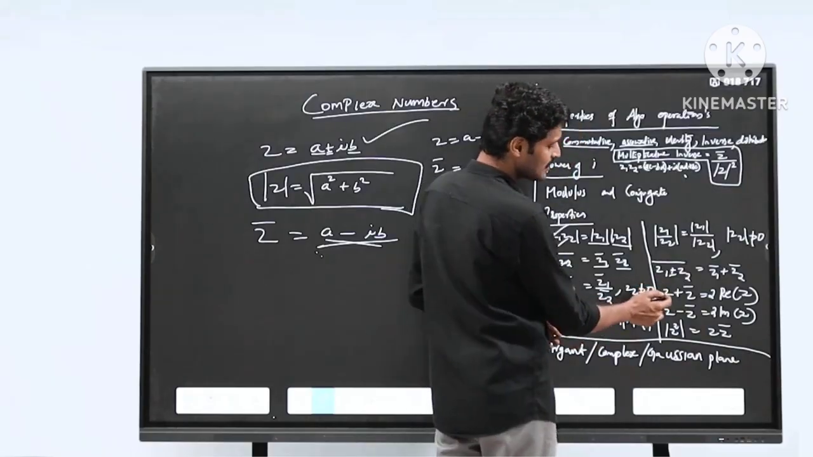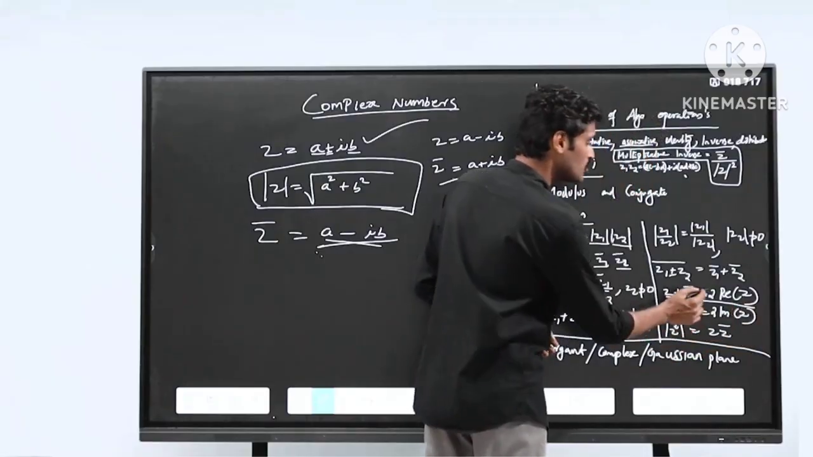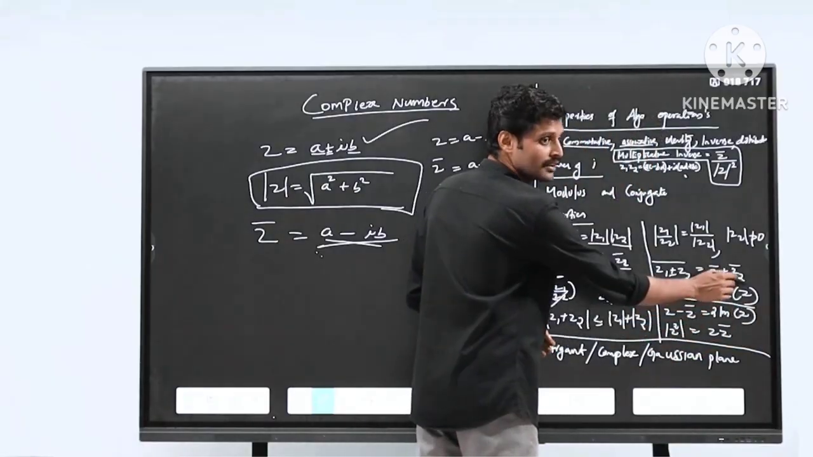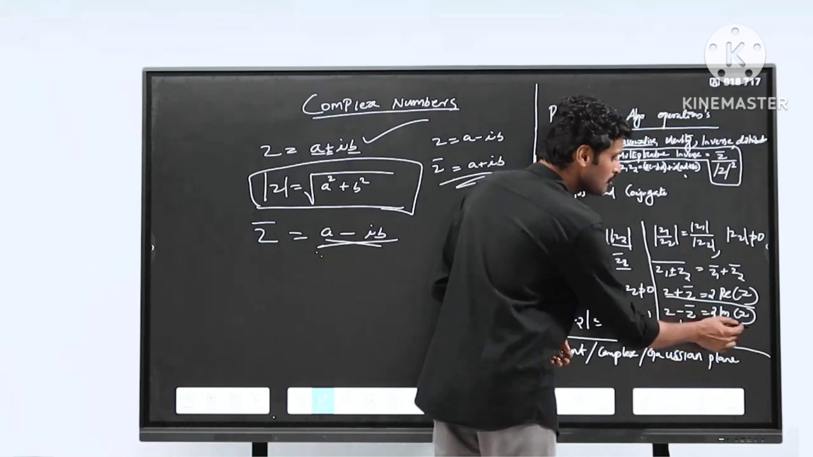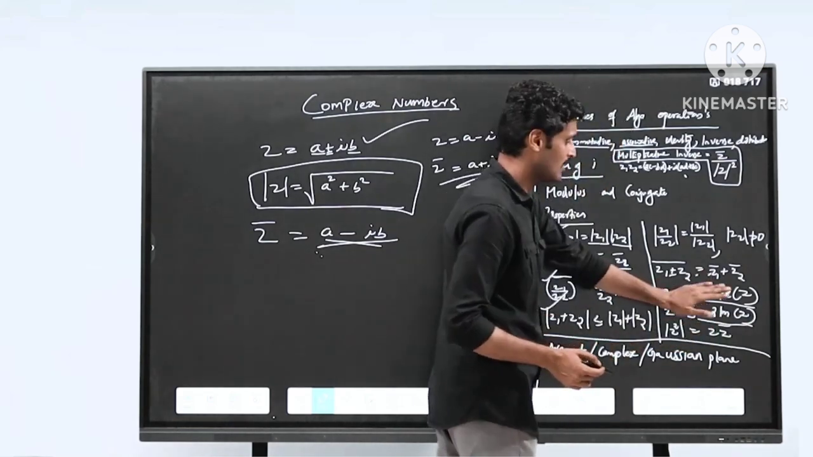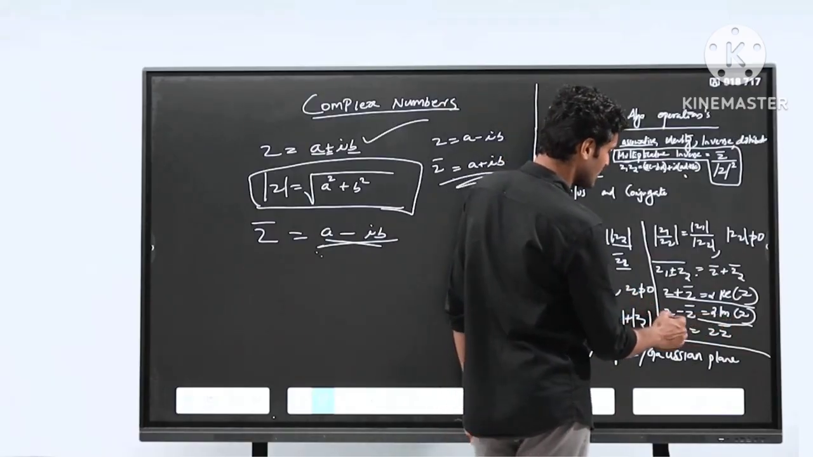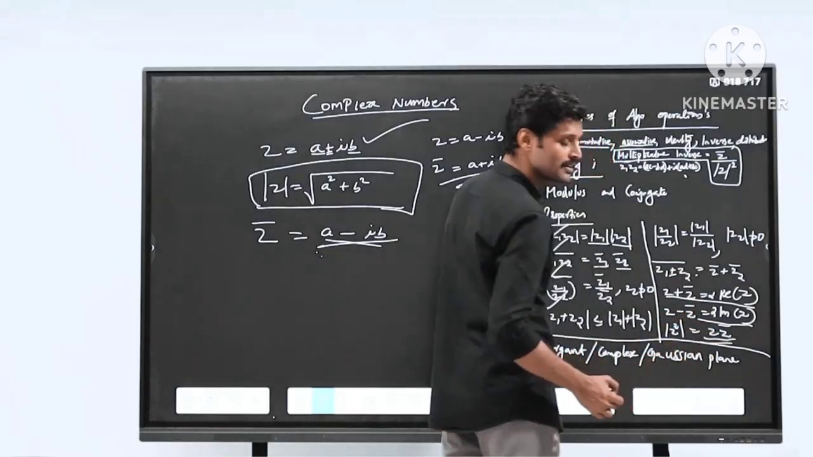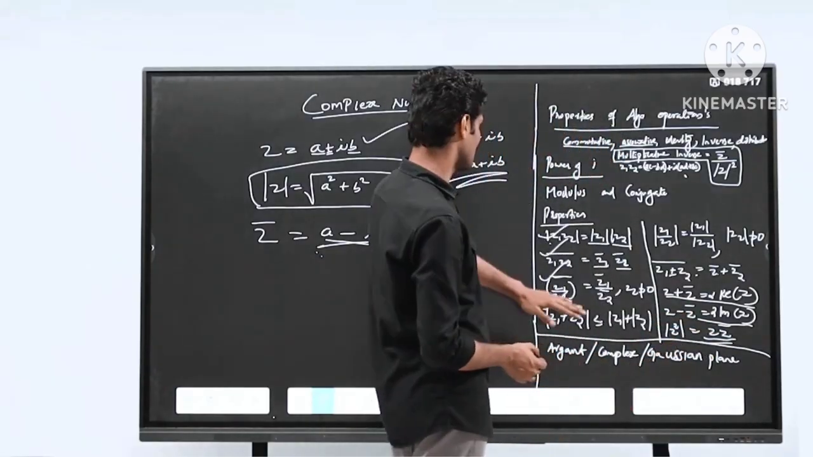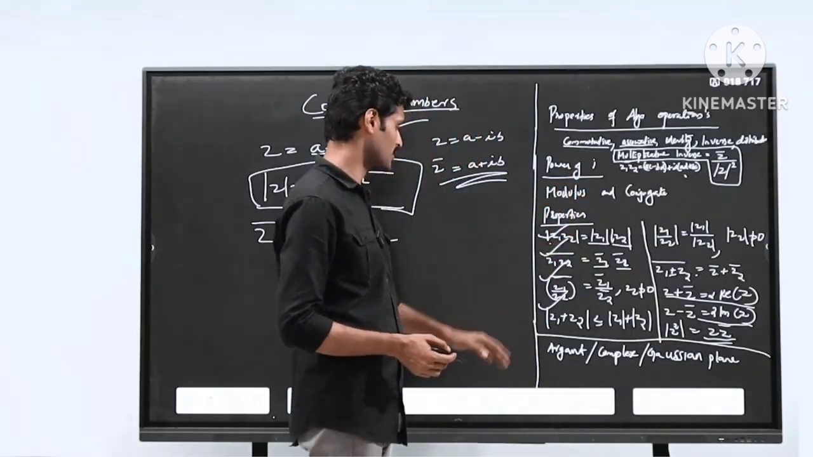Again z + z bar equal to 2 into Re(z), 2 Re(z). z - z bar will be 2i Im(z), just likewise opposite. Okay. Then |z|² equal to, we can write it as z z bar. Okay, these are the properties of modulus and conjugate function.